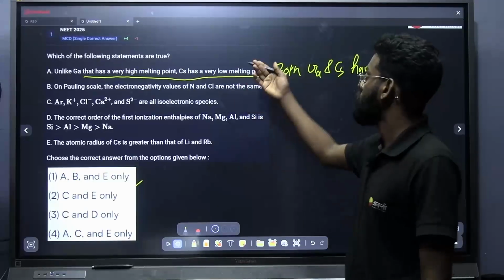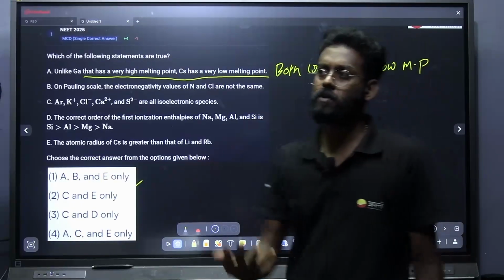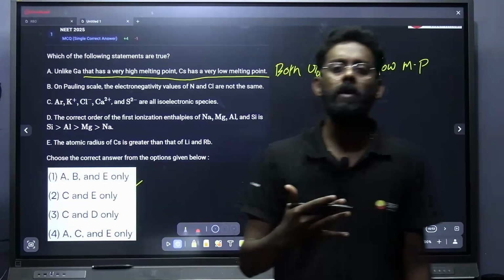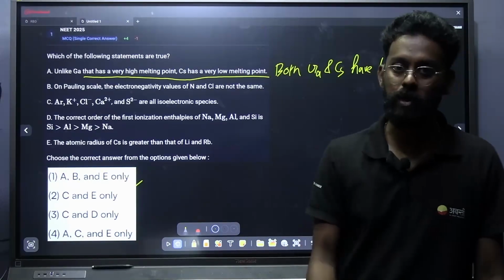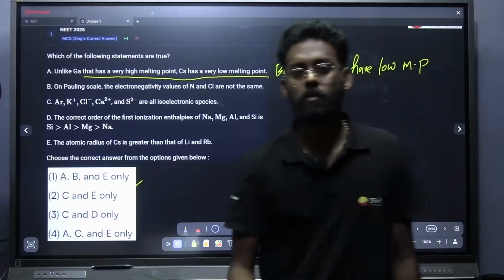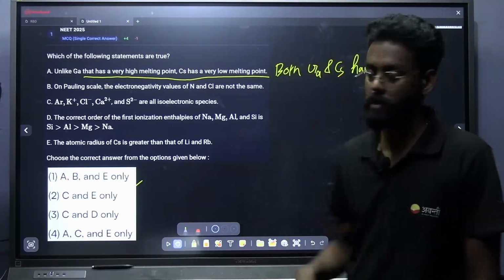And why cesium is low melting point? Because of its high size. Because of its high size, it won't be properly involved in the metallic bonding. As it is having a weak metallic bonding, it can easily be melted.